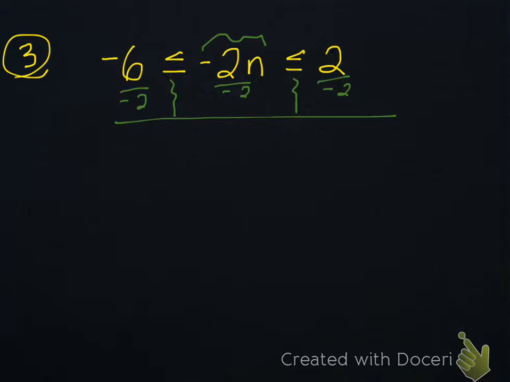So negative 6 divided by negative 2 is positive 3. And then, yes, we need to switch the inequality direction because we have divided by a negative. 2 divided by 2, that's just 1, so our n stays. Again, we have to switch the inequality direction. And then what is 2 divided by negative 2? Yep, negative 1. Okay, but look, the inequalities are kind of going in the wrong direction.